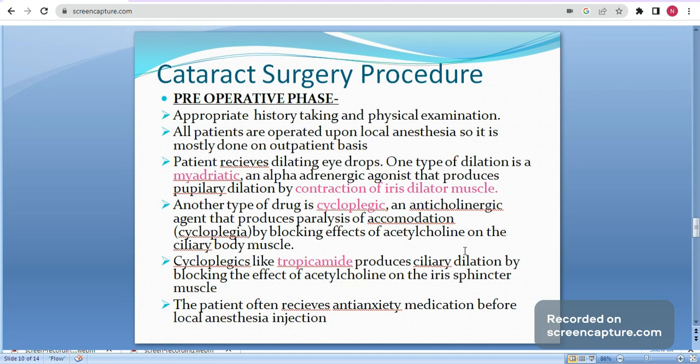Now, the patient often receives anti-anxiety medications before the local anesthesia injection. So, in the preoperative phase in cataract surgery, the patient's pupil has to be properly dilated.